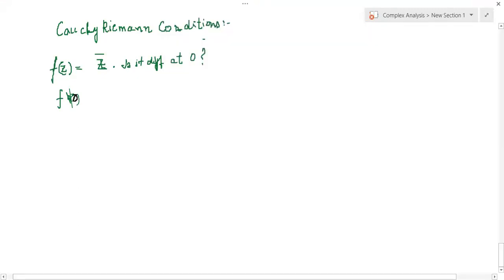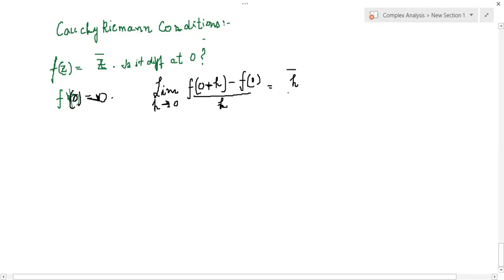Okay, so f of 0 is clearly 0. And now we have to find this kind of limit: limit h tends to 0, f of 0 plus h minus f of 0 divided by h. And this would be simply equal to what? It would be simply equal to h bar divided by h.